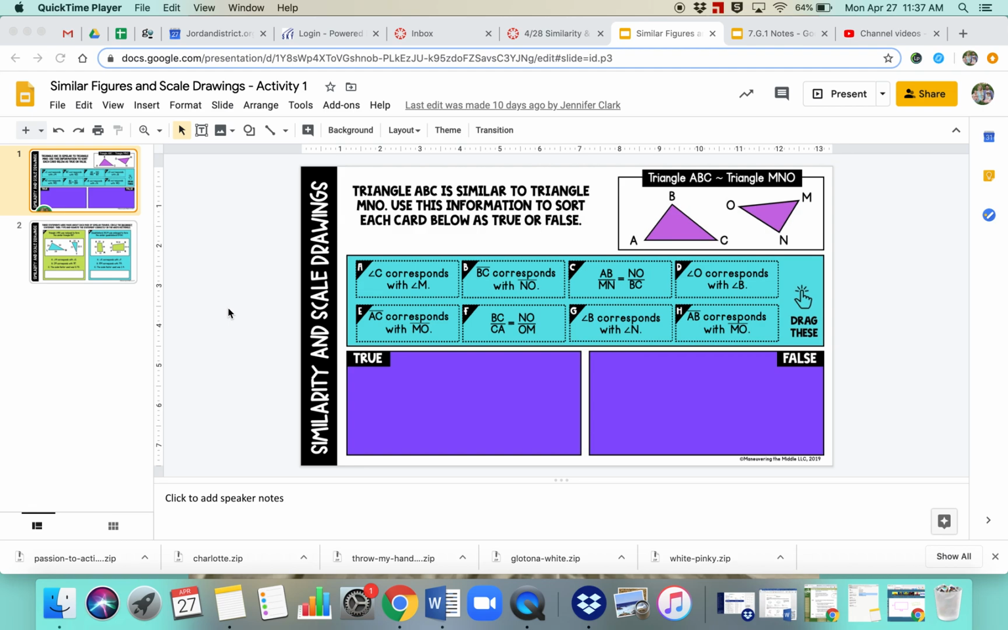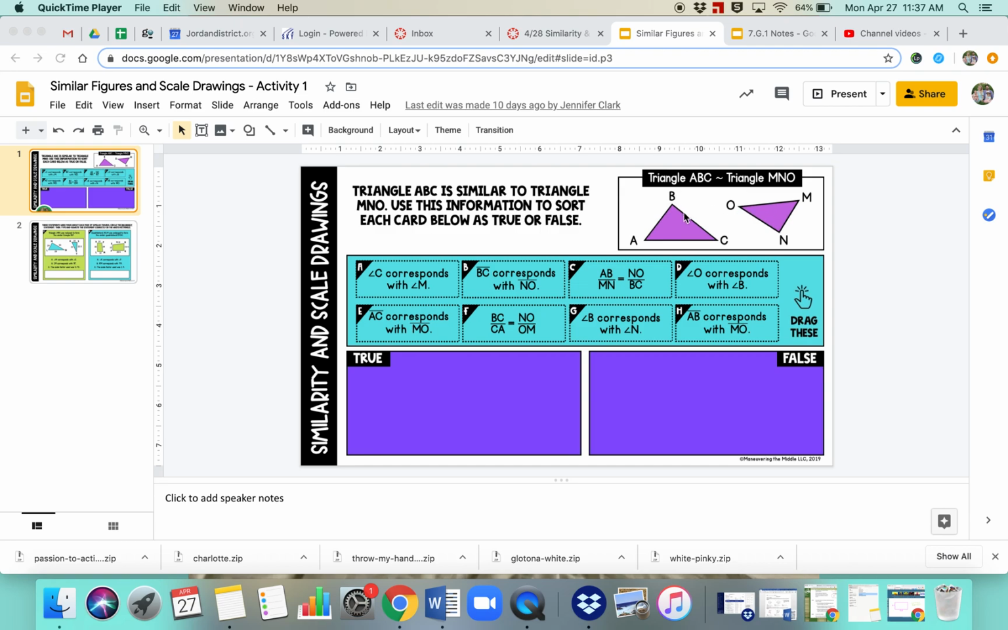We're in the similar figures and scale drawings activity 1, and we are looking at the first slide. So you're going to be dragging these into the corresponding true or false. I'm not going to drag them, so it depends on how well you are listening. It says triangle ABC is similar to triangle MNO.